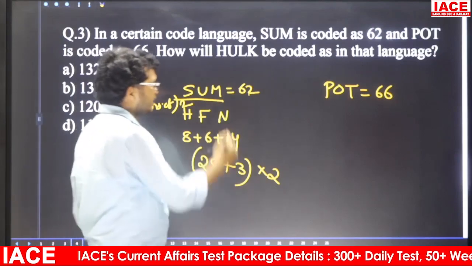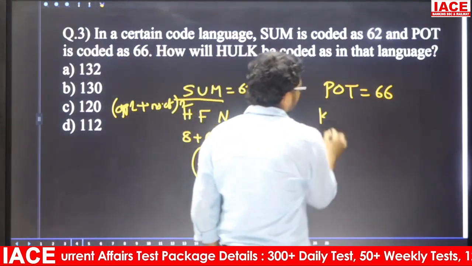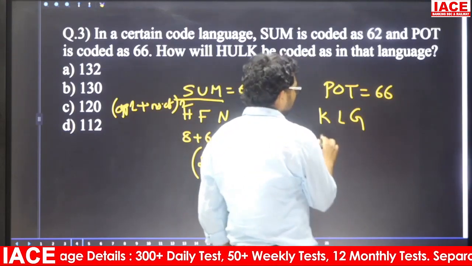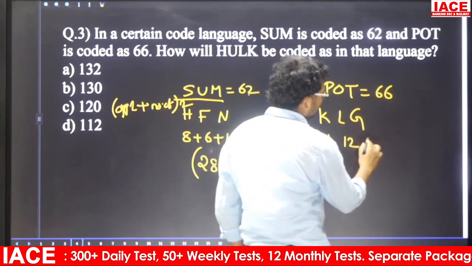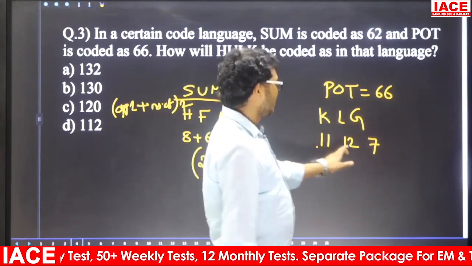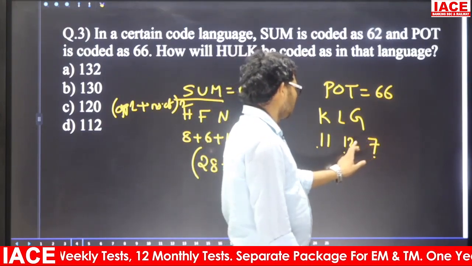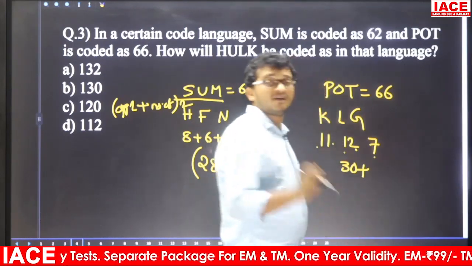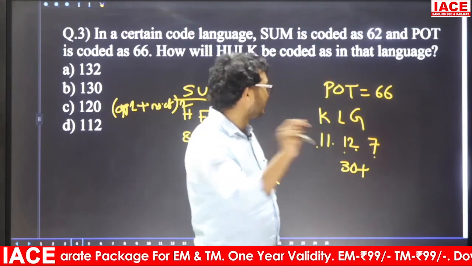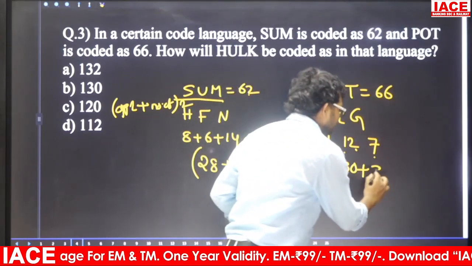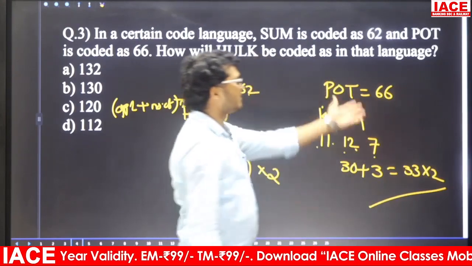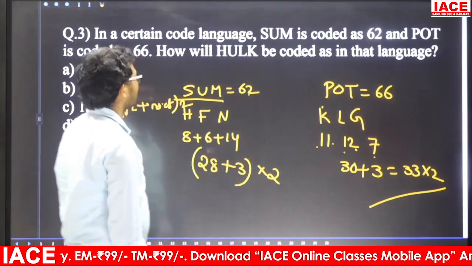In the same manner, check PART: P opposite K, A opposite Z, R opposite I, T opposite G. Friends, K face value is 11, L is 12, G is 7. Now the sum is 30, plus the sum of the opposite letter face values plus number of letters. PART has how many letters? 3. That means the total is 33, 33 into 2 is 66.